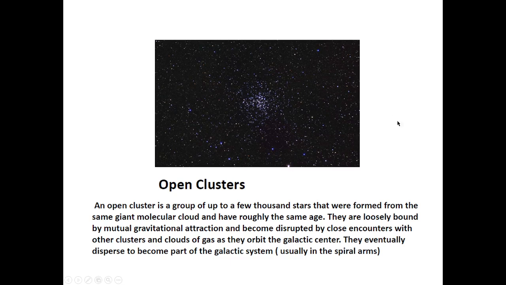So the next object we want to look at are open clusters. Open clusters are a group, up to about a few thousand stars, that were formed in a giant molecular cloud, and they're roughly the same age. These are clouds that were similar to the Orion Nebula or the Eagle Nebula we just looked at a couple of slides ago. They are loosely bound, and I use that word loosely, by mutual gravitational attraction, and eventually they become disrupted by close encounters with other stars, other star clusters, and as they just generally orbit around our galactic center, they get pulled apart.